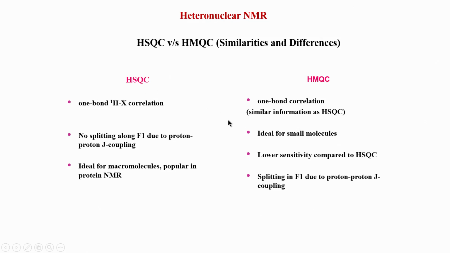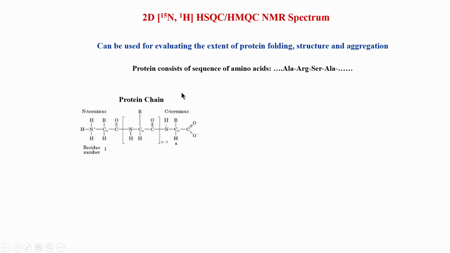So, let me now give you a few practical examples of how HSQC is used in protein NMR. Let us look at this protein structure for a very brief period. This is not a detailed structure analysis, just a quick overview. HSQC or HMQC can be used for evaluating the extent of protein folding, structure and aggregation. This is one of the very important applications of HSQC.